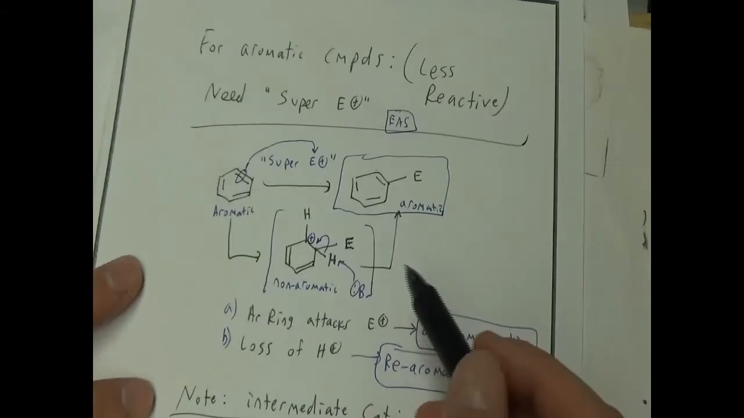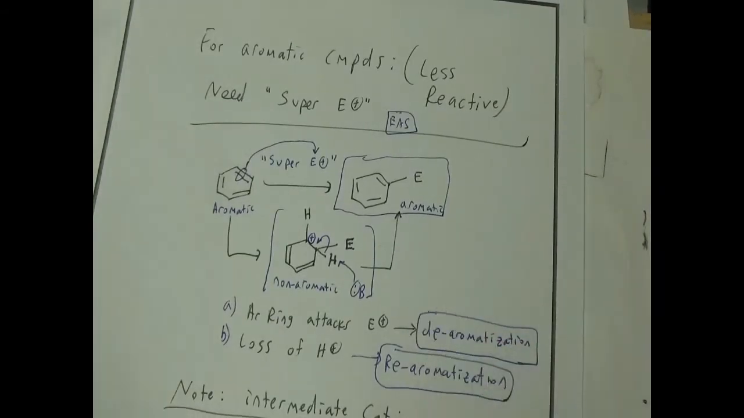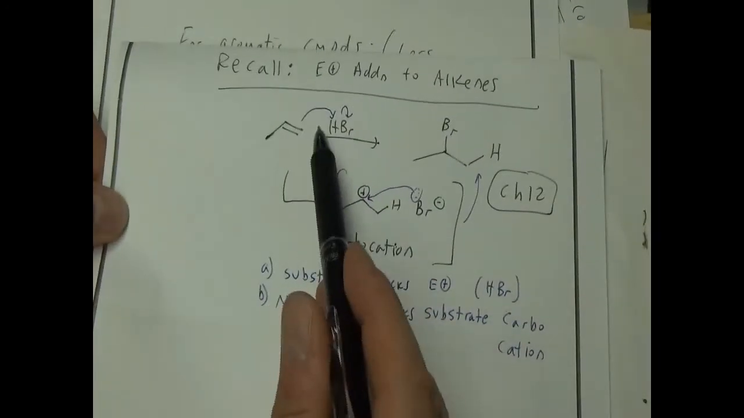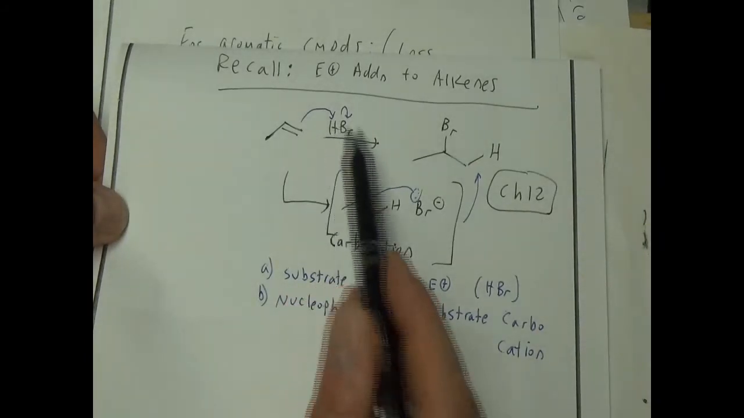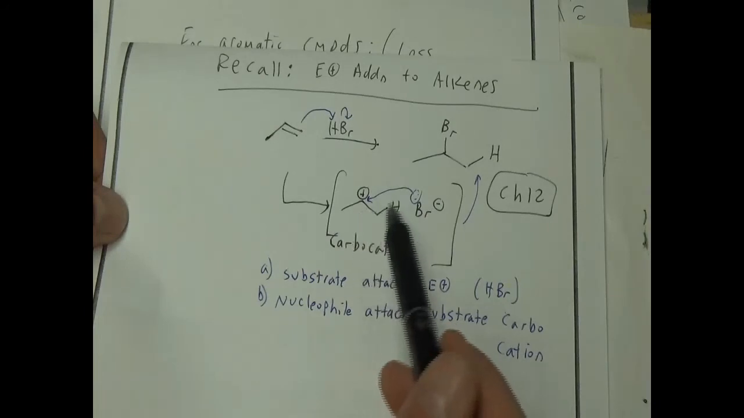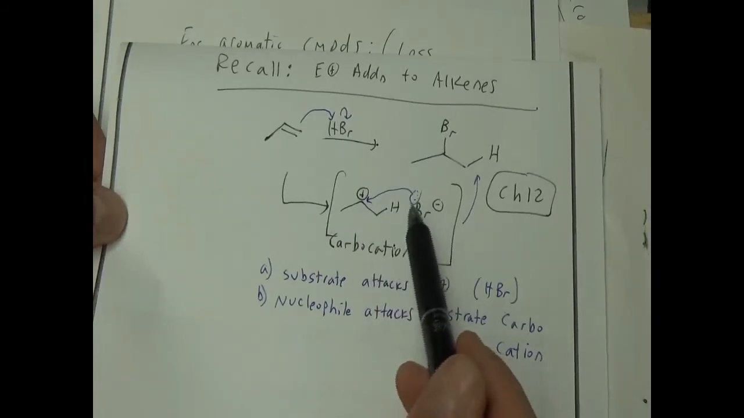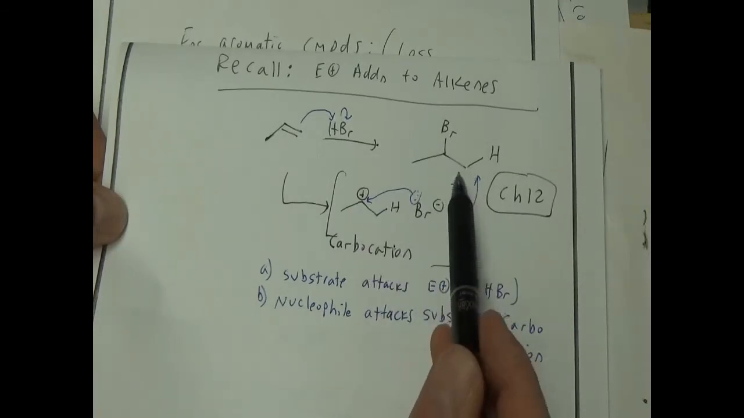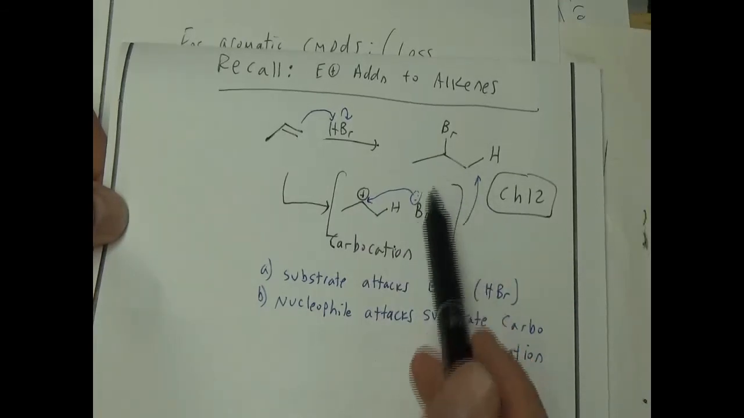One more thing real quick. I'm going to jump back to the alkene slide that I just showed you. Okay, remember this? We were just talking about this a second ago. Alkenes react with HBr, and then you protonate, and then you make a carbocation, and then the nucleophile attacks the plus charge, and you get the product, right? That was kind of like chapter 12, right?